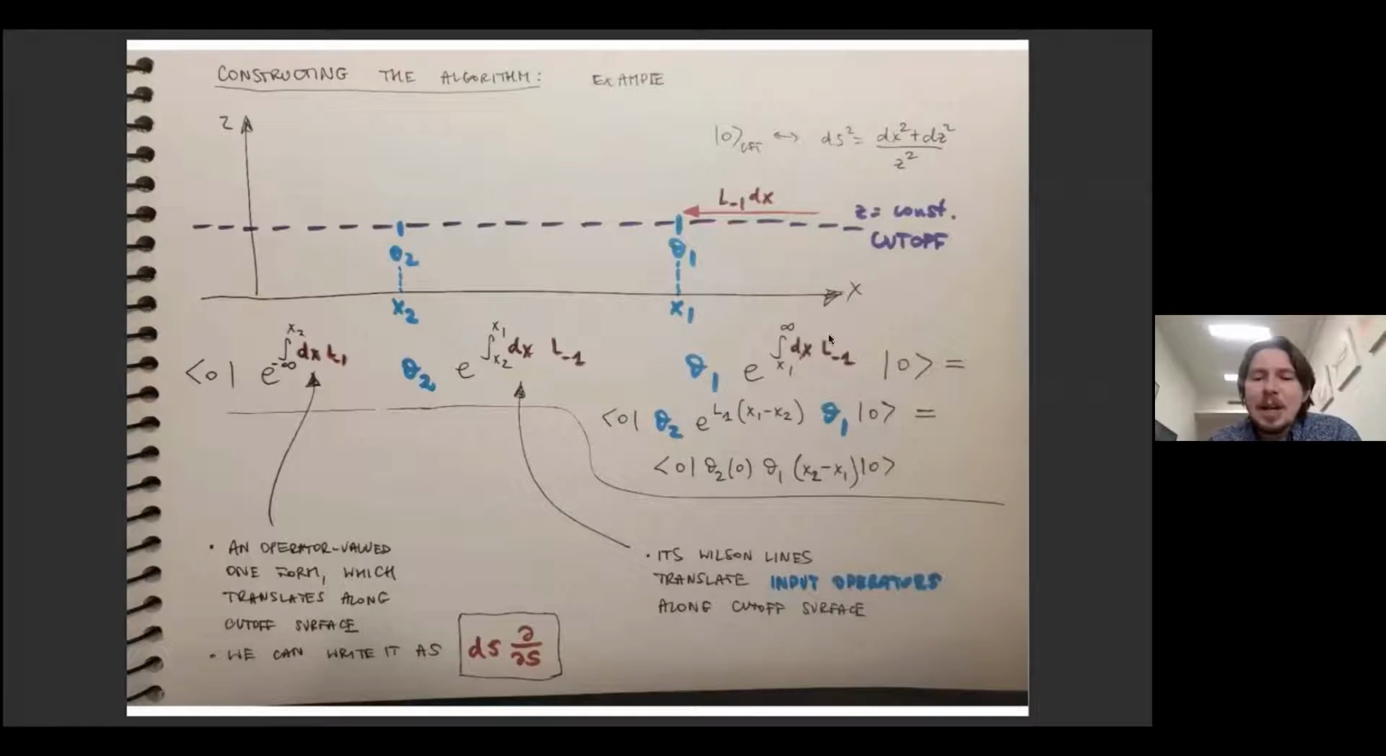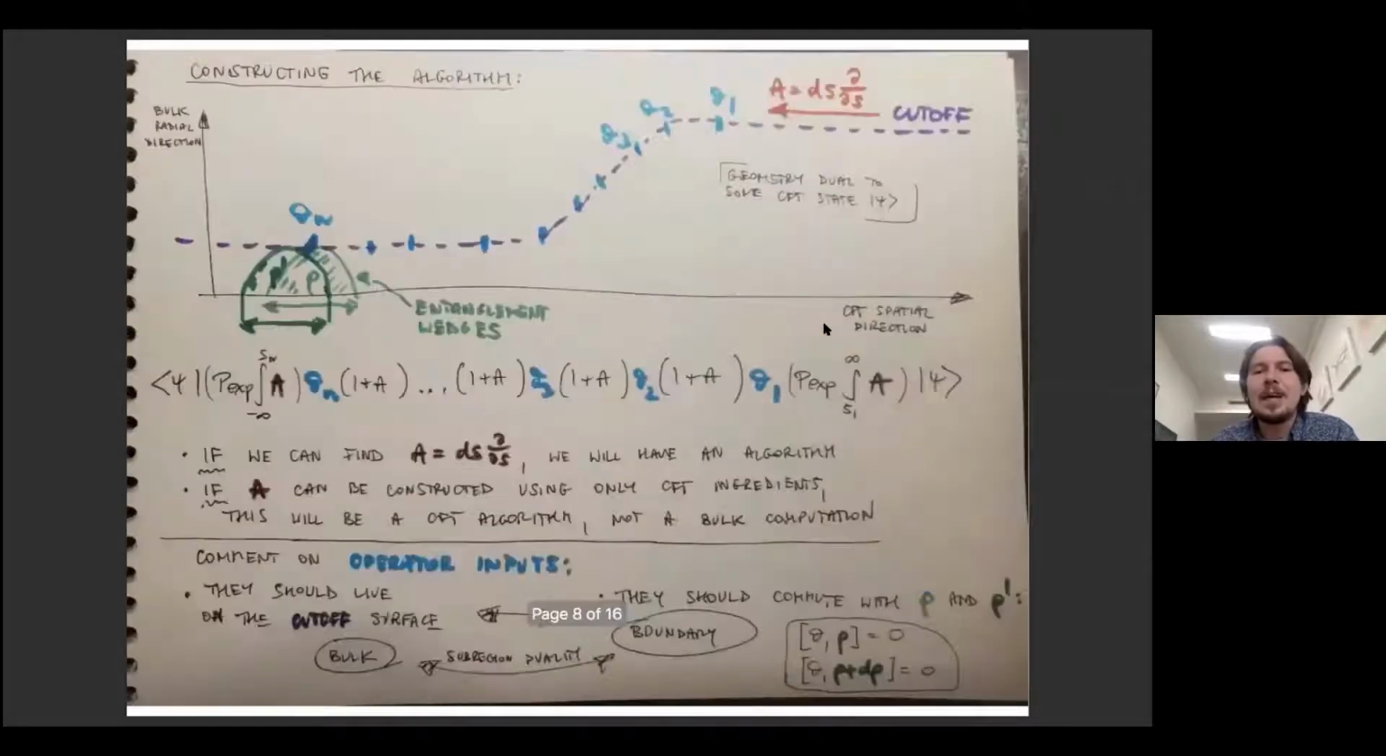I might as well call this operator DDS, where S parameterizes my cutoff. This is just a shorthand notation for whatever operator does the job of sliding along the cutoff. And in the vacuum case, DDS, an operator valued 1 form, is just L minus 1 dx. Okay, so now let's take what we learned from this slide for the vacuum and apply it to some other state.